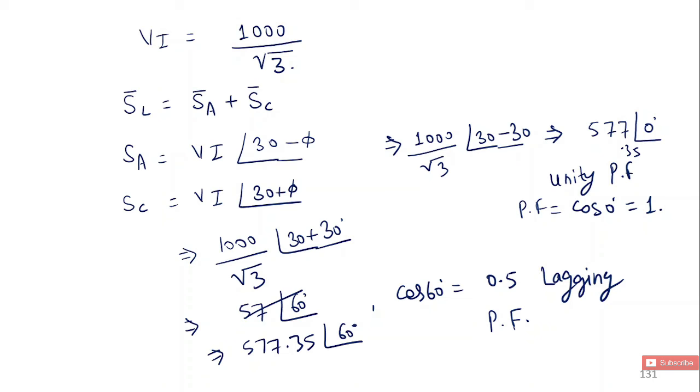So transformer A is operating at the unity power factor and transformer C is operating at the 0.5 lagging power factor.